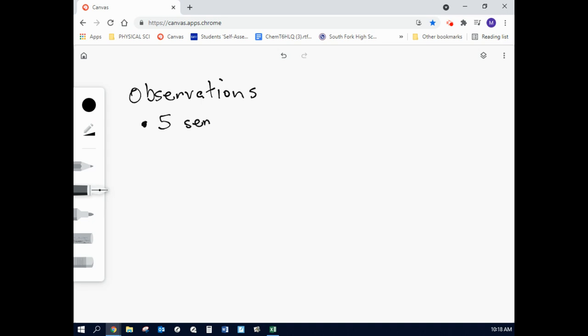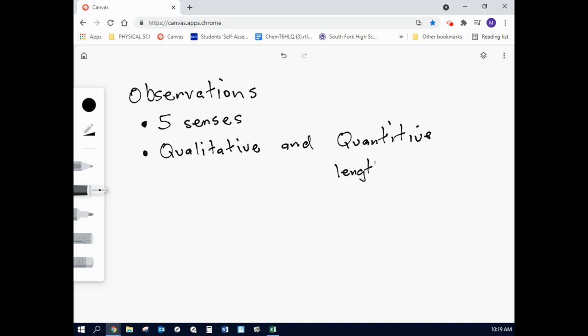5 senses. And there's 2 main types of observations. Who knows that? No? They both start with Q. Right, qualitative and quantitative. And what's the difference? Exactly. One of is numbers. So things like length or time, or what else? Mass. Good.